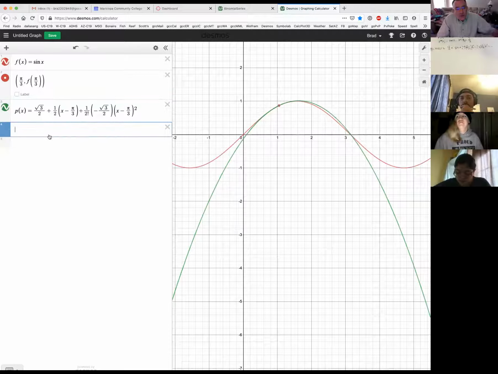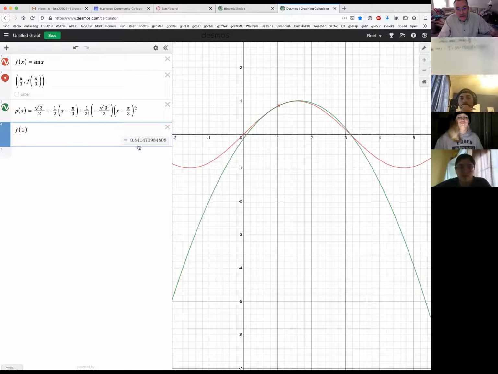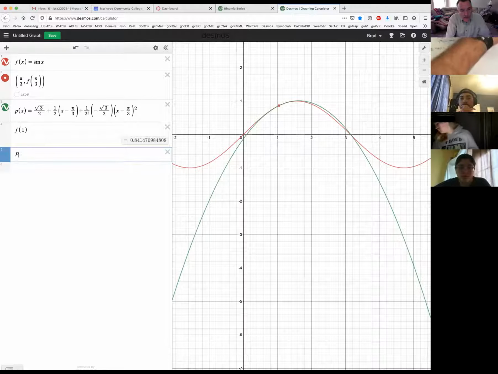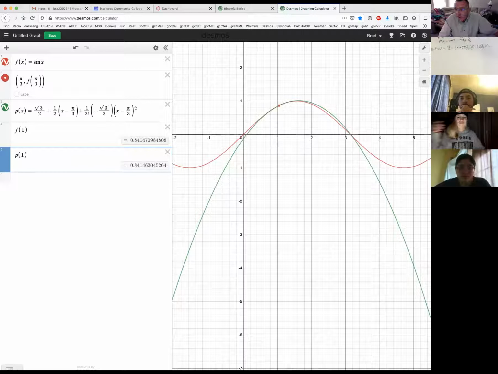So what if we wanted to know the sine of 1 radian? Then we'd say f of 1, right? It's about 0.84147. In other words, the distance up, when I wrap 1 radian around the circle, is going to be about 0.841. Well, could we approximate that? I don't know. Let's see what P of 1 is. P of 1 looks like 0.84146. So that's pretty good. That's better than the monks, yeah?